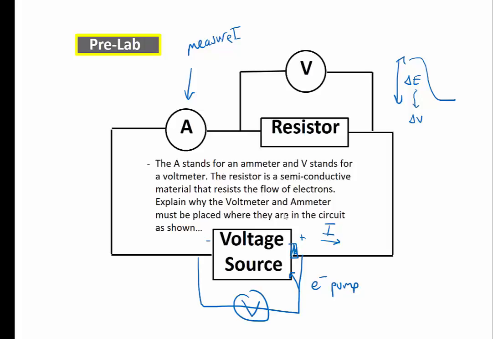Okay. So, explain why the voltmeter and ammeter must be placed where they are in the circuit. The ammeter has to measure flow going through it, the rate of flow of charge. So an ammeter has to be placed in the circuit so that it can basically feel the charge flowing through it. A voltmeter has to be placed on either side of the resistor so that it can measure the change in voltage, or the change in energy per charge, before and after your charge experiences some resistor or some voltage source.